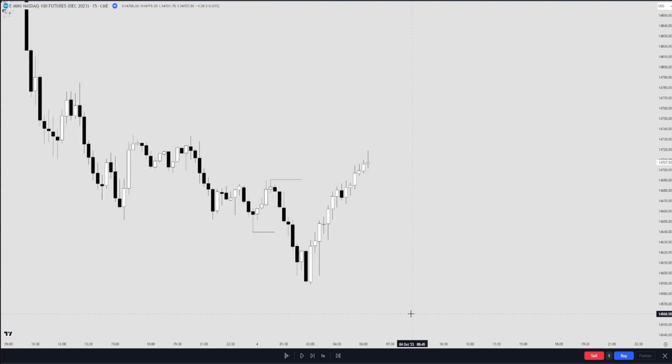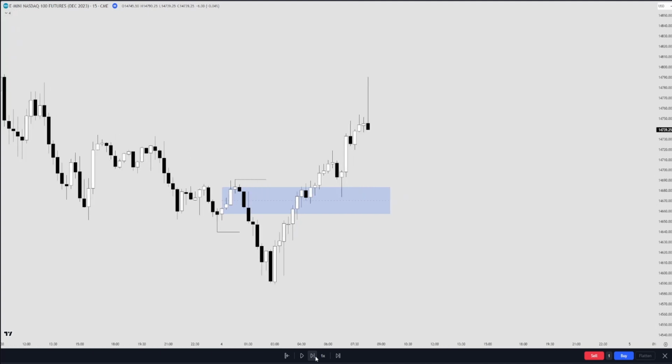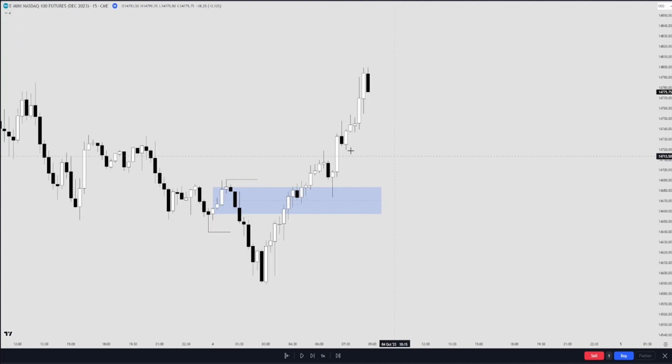Well, as you can see, we have created a new higher high, and this means that this series of upwards closing candles should now function as our bullish breaker block. Let's see how it goes. As you can see, we got the dip back into the bullish breaker block and we got the expansion move higher.